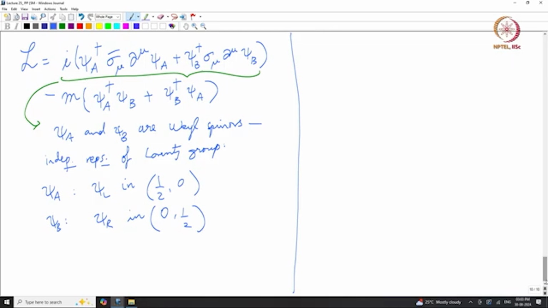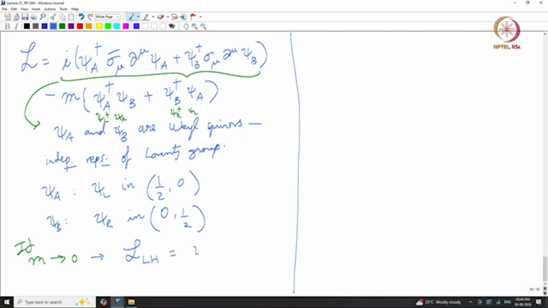Now here is another thing. What is the mass term doing? It is marrying a left handed and a right handed field. Suppose I take the mass to 0. If the mass is 0, then does it not look like you can have two independent Lagrangians? I can write a Lagrangian just for the left handed fields.